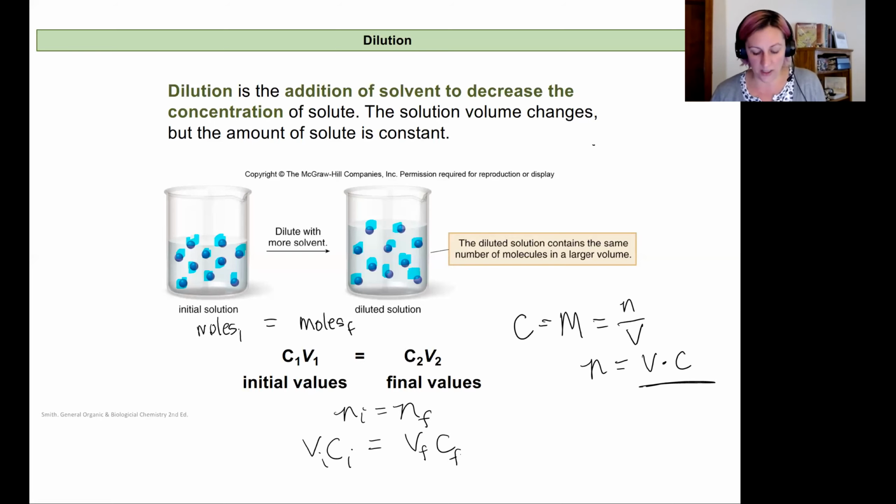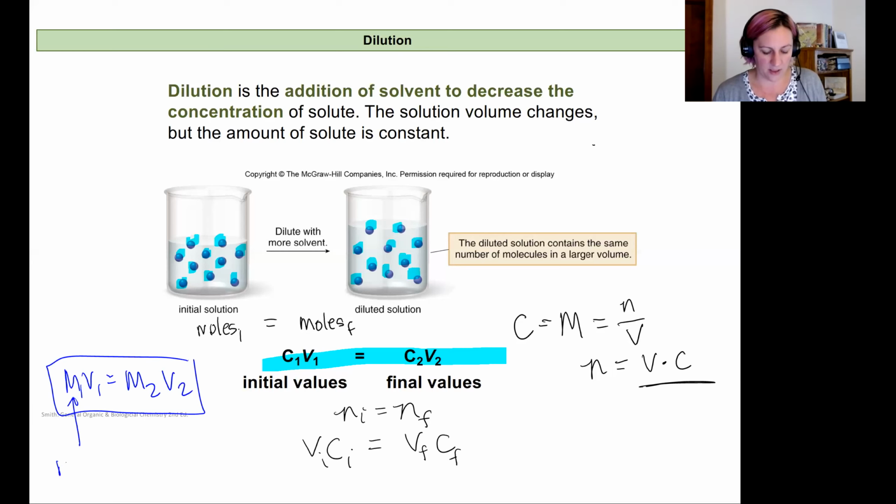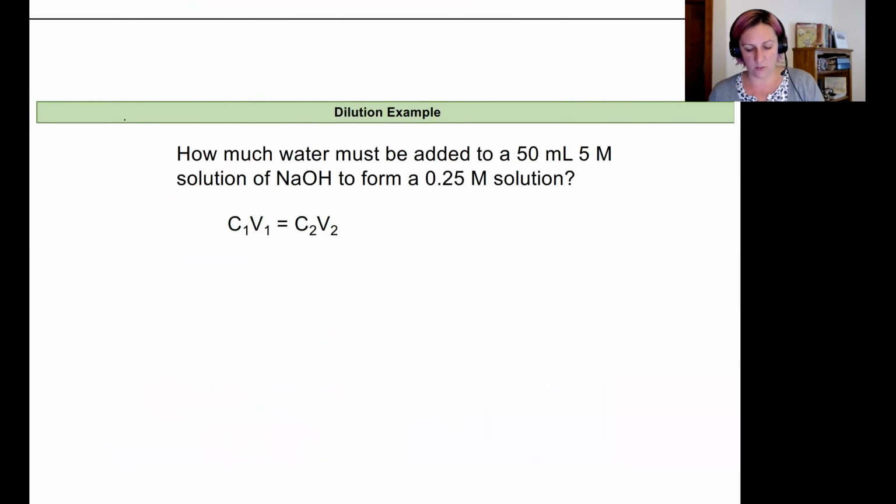We usually use 1 and 2. So the typical way you'll see this is C1V1 equals C2V2. Another way you might see this is M1V1 equals M2V2, where M is concentration and molarity. In C1V1, the concentration is molarity as well, except it's C, so it's both. I'll probably flip between these all the time, just because I've seen them both ways so often. So let's do an example of how this works.